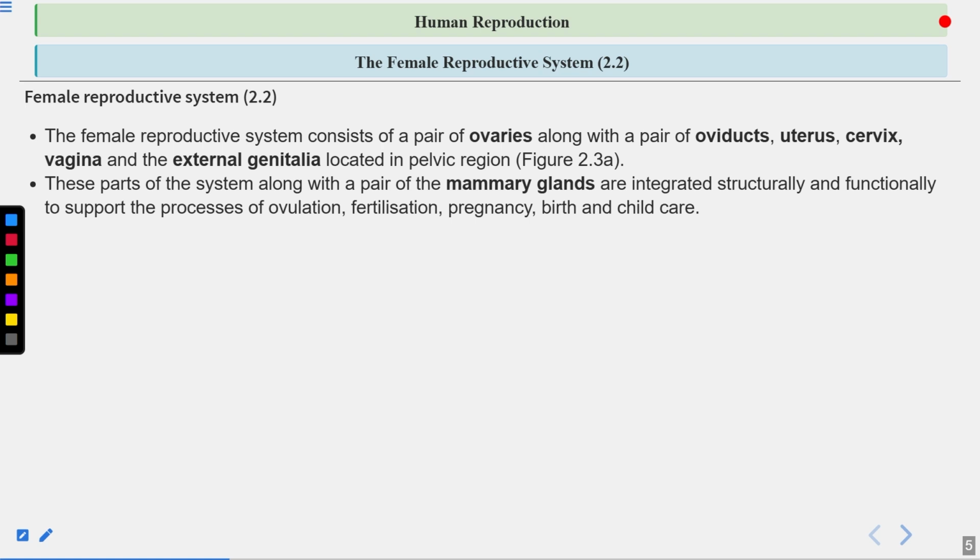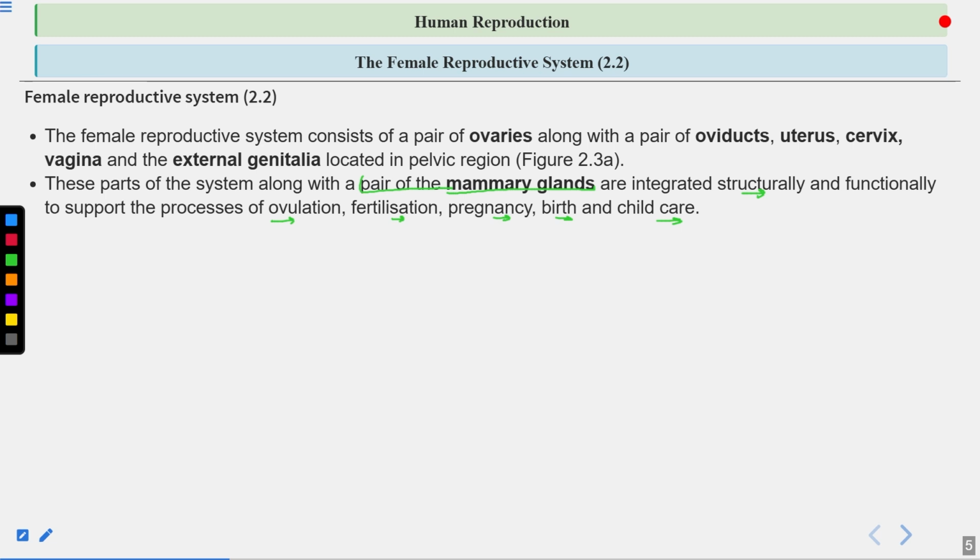These parts of the system, along with a pair of mammary glands, also known as breasts, are integrated structurally and functionally to support the processes of ovulation, fertilization, pregnancy, birth, and child care. So the mammary glands are associated with the female reproductive system.